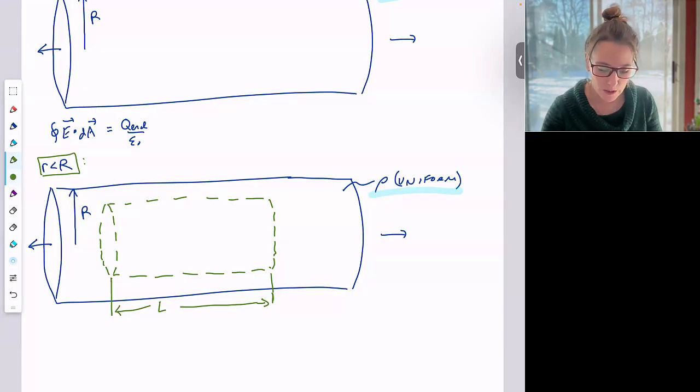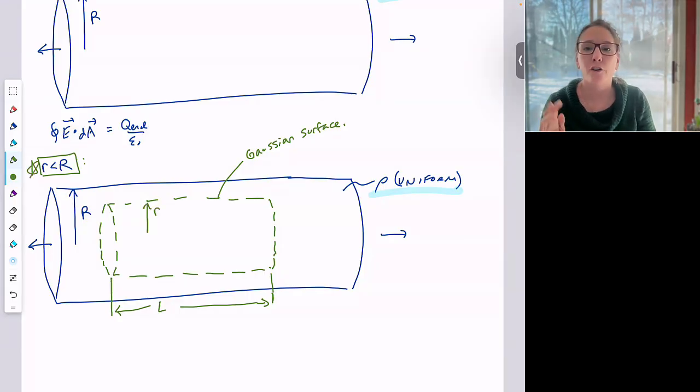So this is my imaginary Gaussian surface. It's going to have a radius of little r. The reason I drew it inside is because I'm specifically looking for little r less than big R, so I'm drawing the Gaussian surface inside on purpose. I'm going to give it a length L, and again, I'm not worrying about the fact that L is not allowed in my answer. Now I have a Gaussian surface that's going to hopefully match my symmetry.